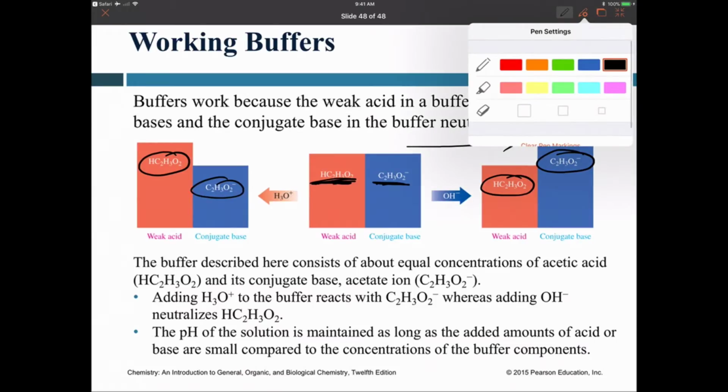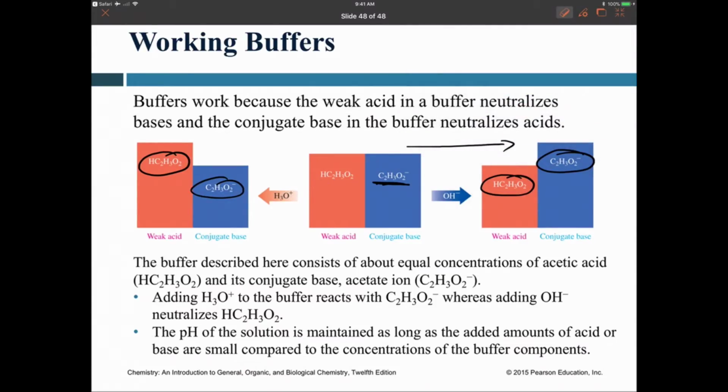Sorry, let me clean that up a little bit. We have a weak acid. If we add base, the concentration of acid will go down. Concentration of the conjugate base will go up. If we add acid, then this is going to react. This concentration will go up. This concentration will go down. Okay? It's important. One more time. Let me clean this up. We'll go over it again.